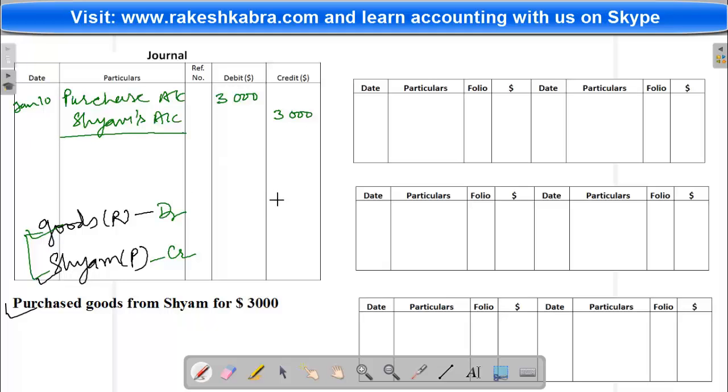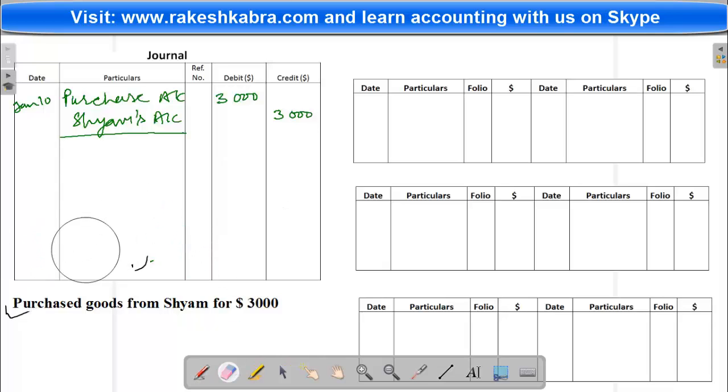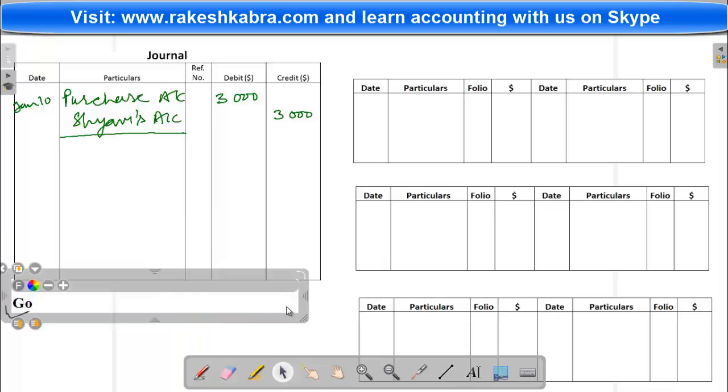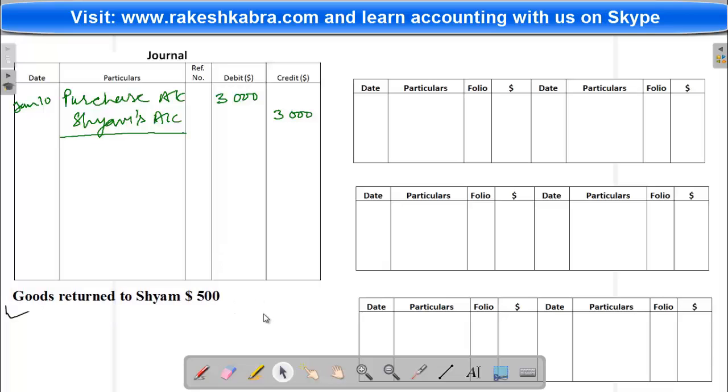Now see the second transaction. I am going to conduct the second transaction, which is related to the first transaction only. Goods return. Goods returned to Shyam, $500. We returned goods to Shyam worth $500. Getting my point? Now tell me what happened in the business.